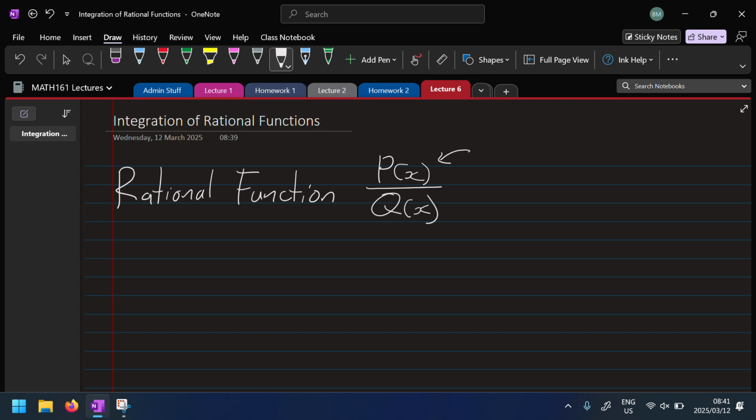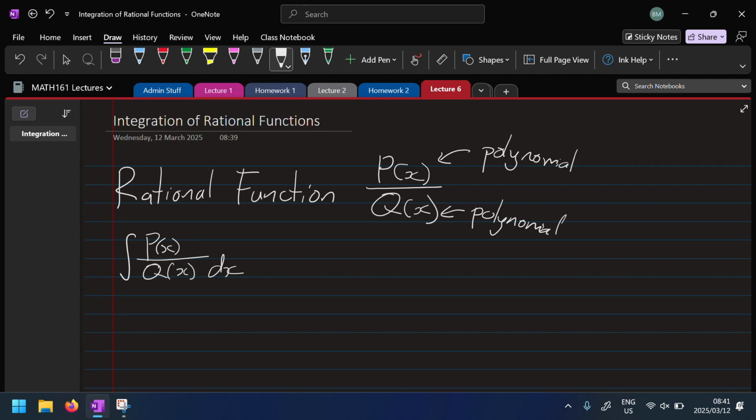So this top is a polynomial, and the bottom is also some polynomial. It can be very general, but just some polynomial divided by some polynomial. We call that a rational function, and we want to integrate this. So we want to find the integral of p of x over q of x dx.